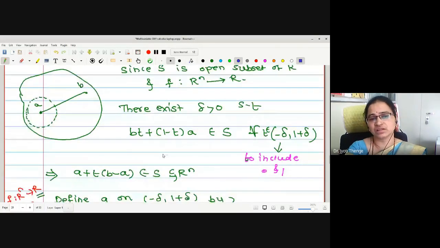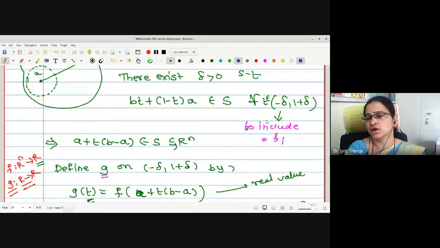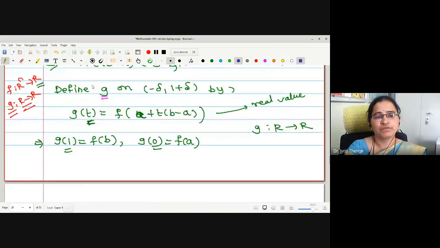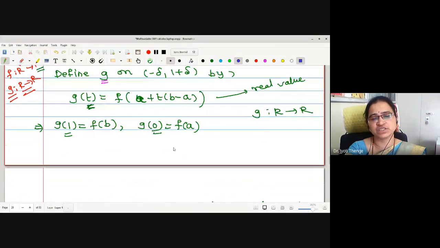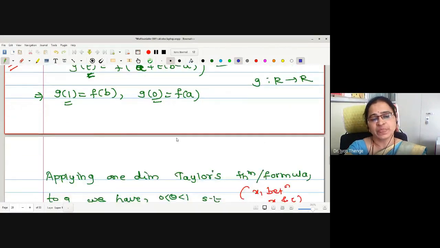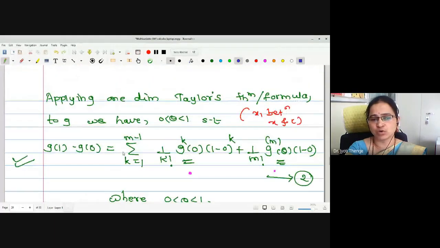For this, we have taken this line segment belonging to S. For the value of t belonging to minus delta to 1 plus delta, we were going to define a function G as G of t equal to F of A plus t times B of it. If I take this value, G of 1 is F of B, G of 0 is F of A. Therefore, this will be a function of R to R type.